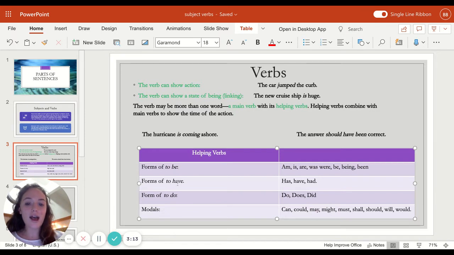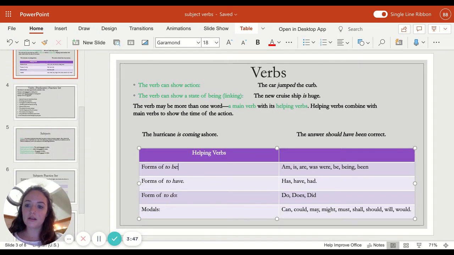And then forms of to have are also helping verbs. So has, have, had. Forms of to do, does, did. And then we have a thing called modals, and that is can, could, may, might, must, shall, should, will, or would. And there's not really a trick for modals. You just kind of have to memorize these helping verbs, or you can just see how they are functioning within the sentence, okay?